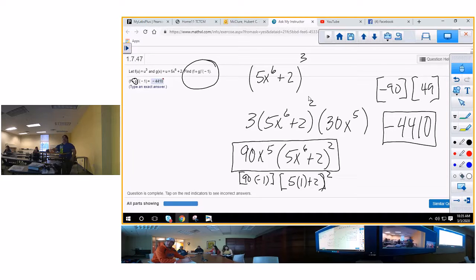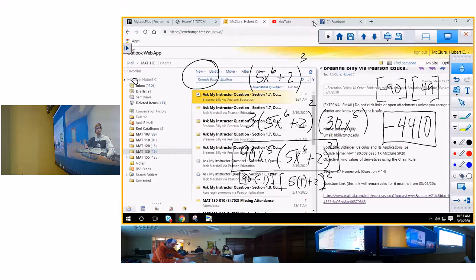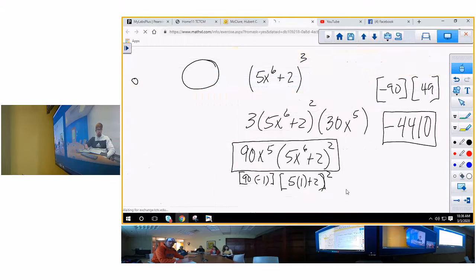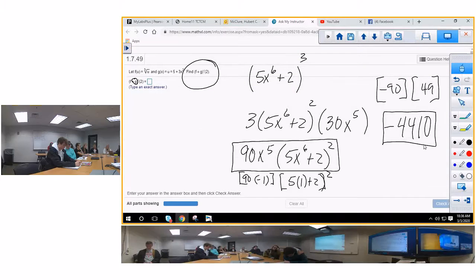4410. Next. 1.7. 49. Is that the same one? It's not the same one. That's 47. It's the same type. But go ahead and try that one.